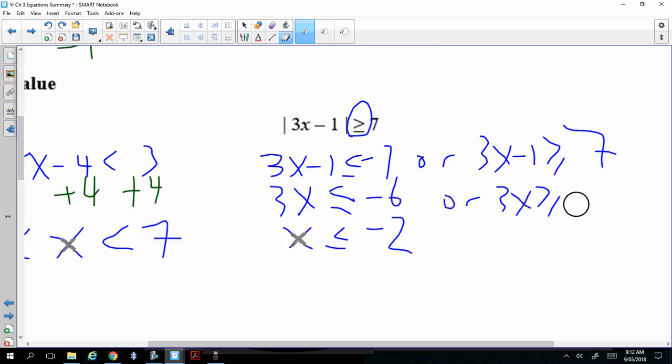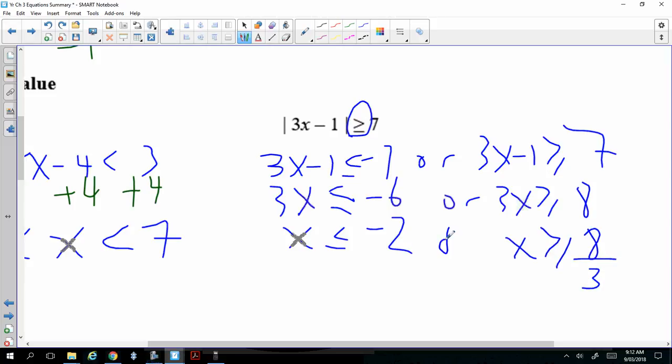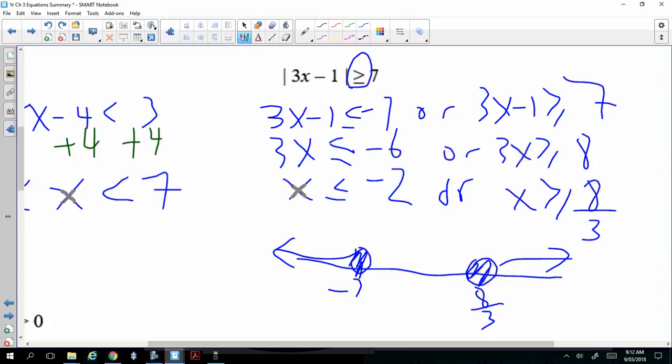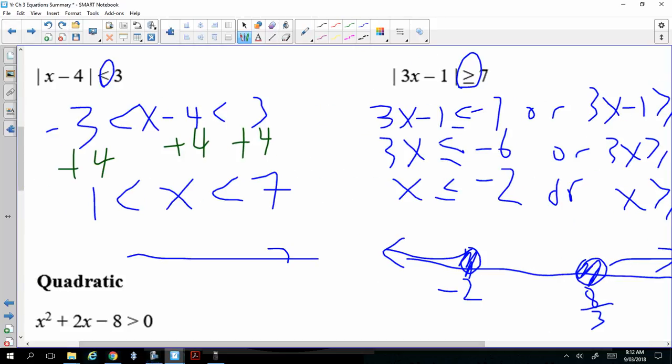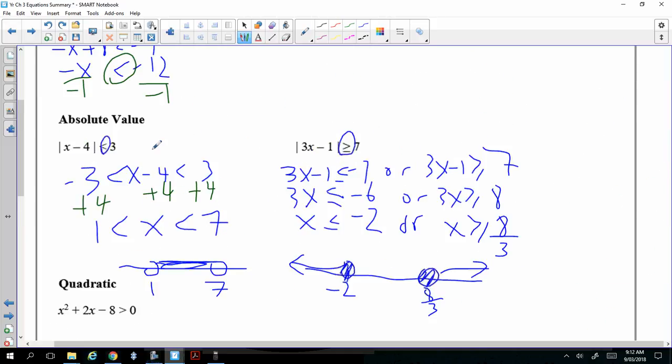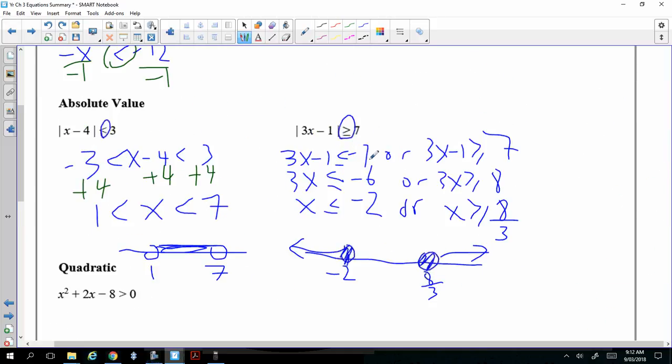Okay? You will notice the one with the bigger than, if you draw it, will have 2 different ways, going that way from 8 over 3, and going that way from negative 2. Whereas the other one is in between 7 and 1. Okay, so they are different. So note the 2 different ways to solve the absolute value inequality. Okay? Alright, inequality: absolute value, linear, and the last one quadratic, which we'll solve.